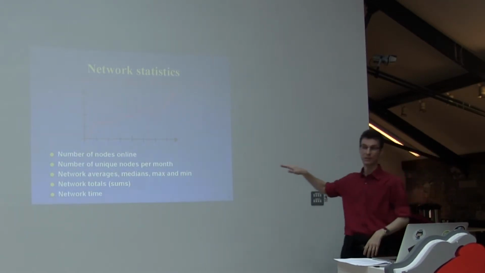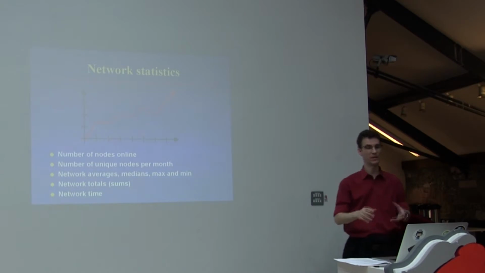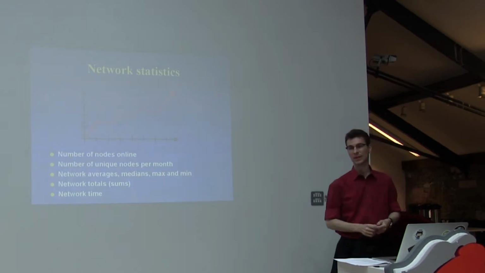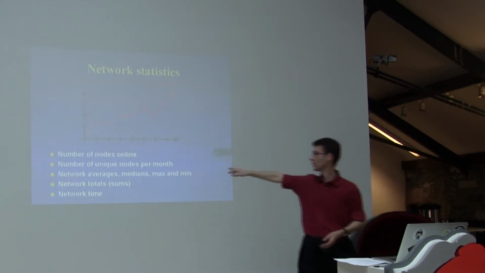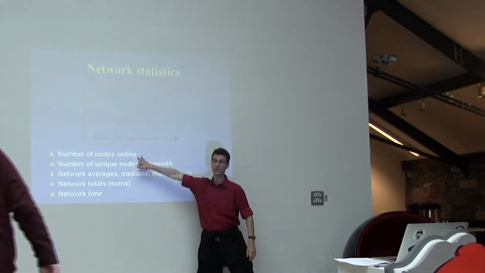But I can get this to very exact values. As long as no one is trying to hack it, the values are very close to the truth. For instance, I count the number of nodes online within plus or minus 2% of the truth.